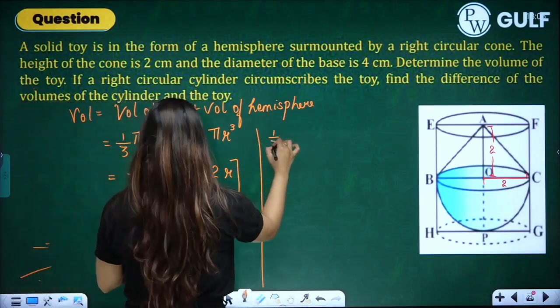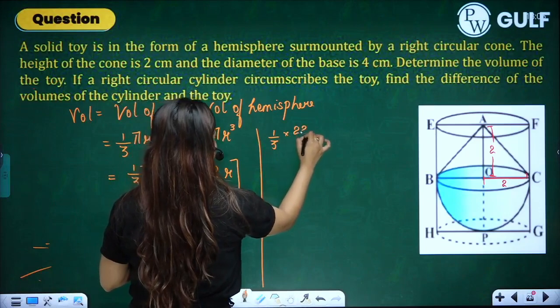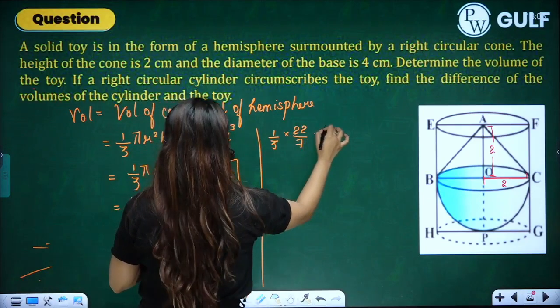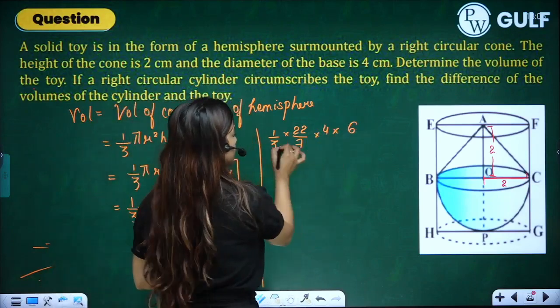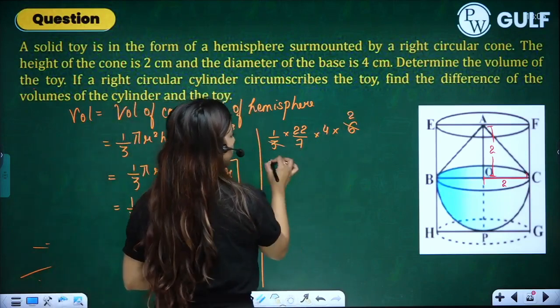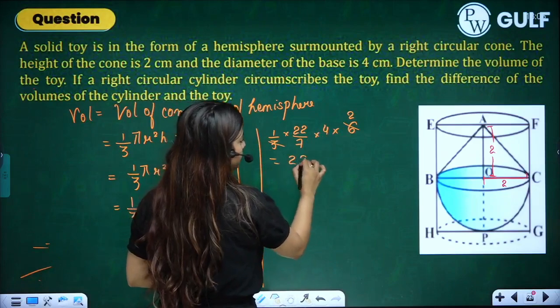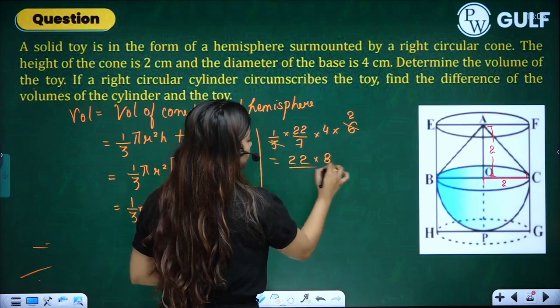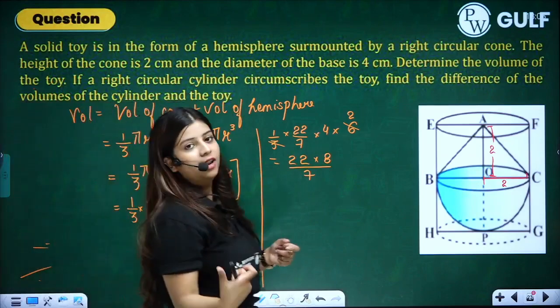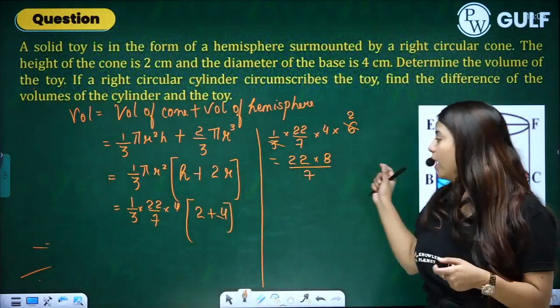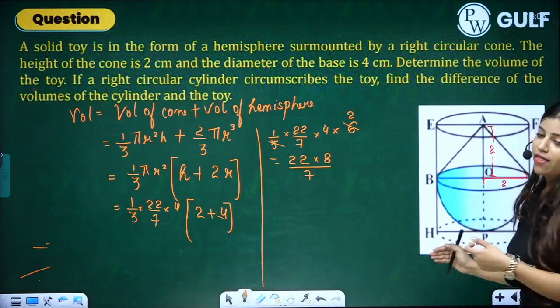Since nothing is getting cancelled, let's just solve it. So we have 1 by 3 into 22 by 7, then into 4, and 2 plus 4, which is 6. So this will get cancelled, and we are left with 22 into 8 divided by 7, which will be our volume of the toy, a combination of the cone and the hemisphere.